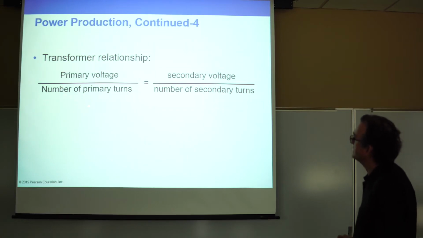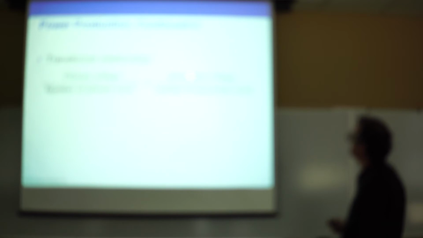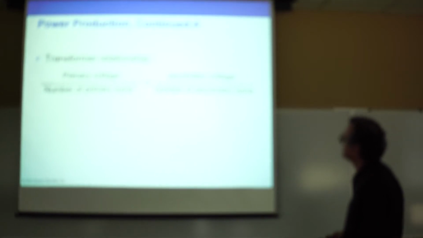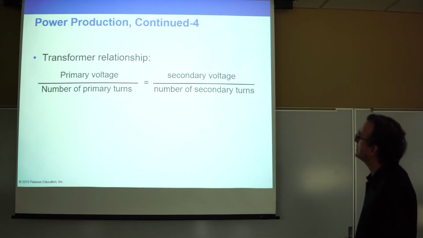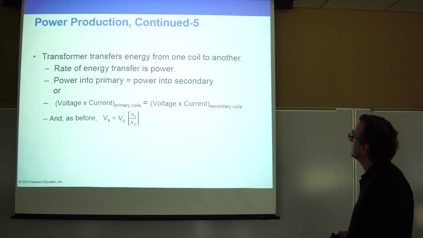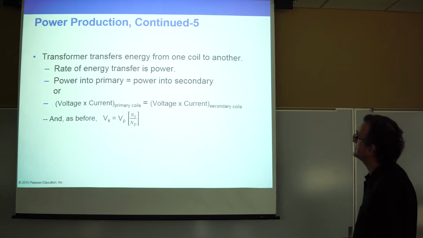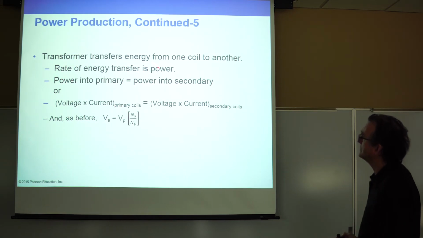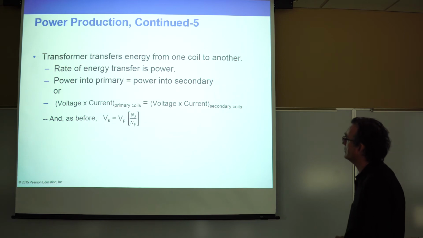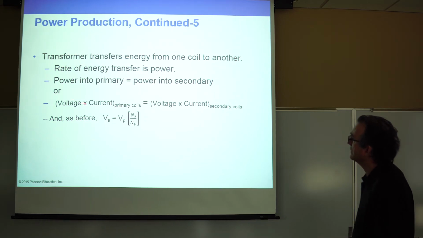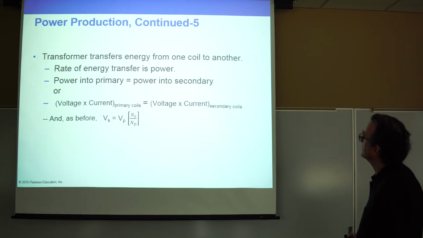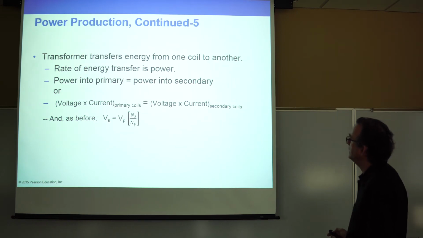Primary voltage divided by the number of primary turns equals the secondary voltage divided by the number of secondary turns. And that's the same as the equation that we had in the previous slide. So a transformer transfers energy from one coil to another. The rate of energy transfer is called the power. And the power that's applied into the primary coils will be equal to the power into the secondary coils if there are no other losses.